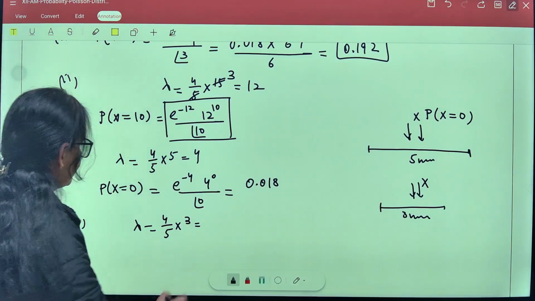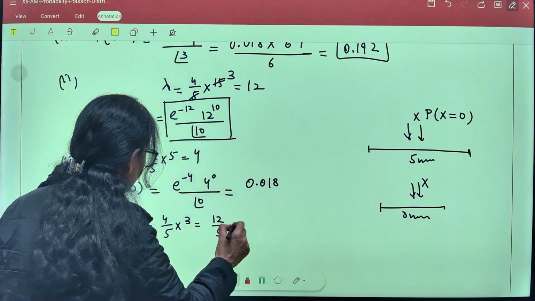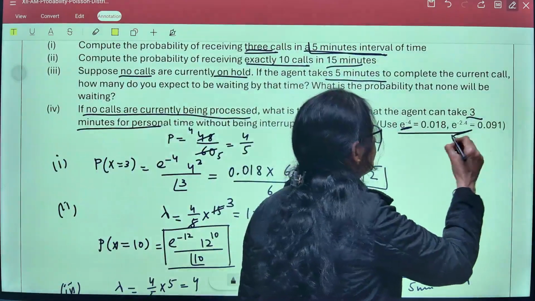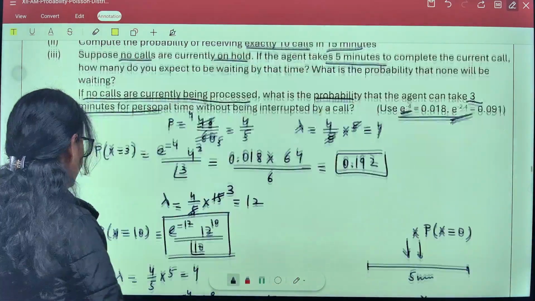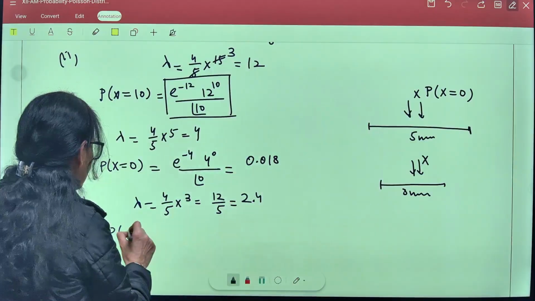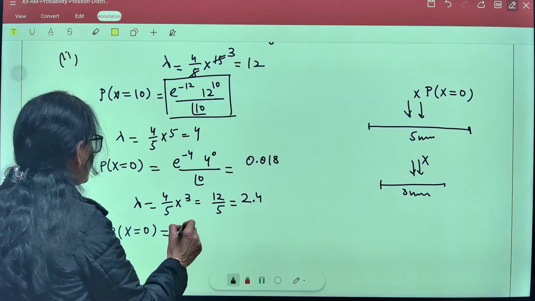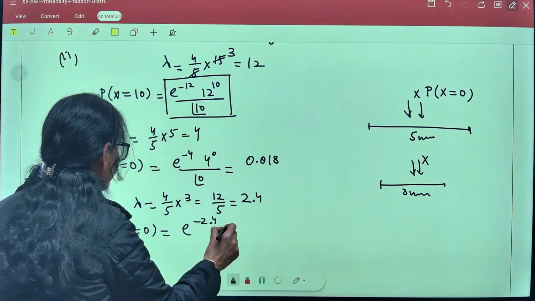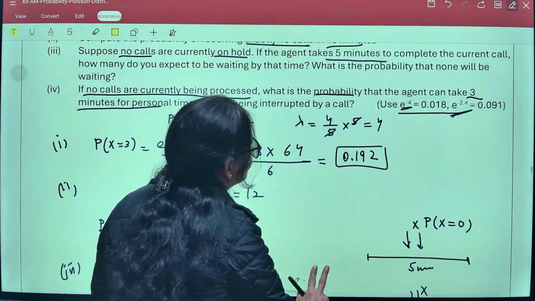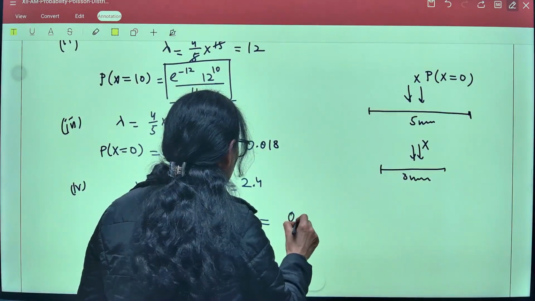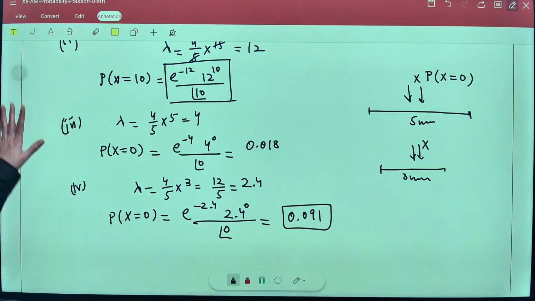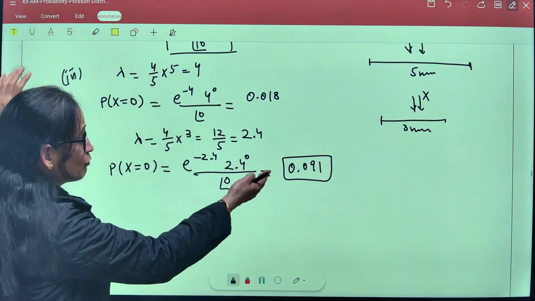4 by 5 into 3 comes out to be 12 by 5. 12 by 5 is 5 2s are 10, 5 4s are 2.4. We are anyhow given the value of e raised to power minus 2.4. So that confirms that the value of lambda is 2.4. So now we need to find that there are no calls for these 3 minutes. That means x is equal to 0. So e raised to power minus 2.4, 2.4 to the power 0 upon 0 factorial, and that comes out to be whatever value is given to you, that is 0.091.